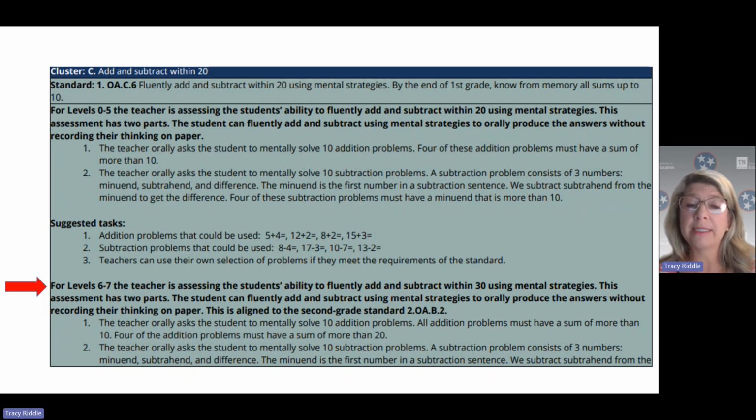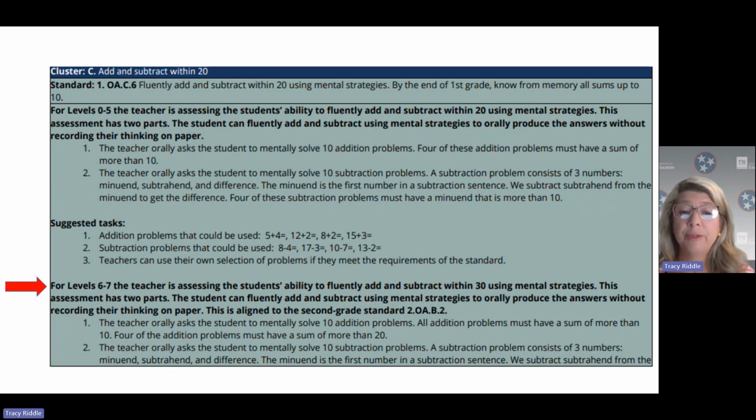This is the exact same process that you use to assess the first grade standard. The difference is in second grade, you are going to ask the student 10 addition problems and the sum must be more than 20. You are still going to ask 10 addition problems. You can use the same process. You orally ask the questions, but you could show them the problems. That is fine if they can see them. It's important that students are answering mentally. They are not using paper or objects, putting any thinking on paper.